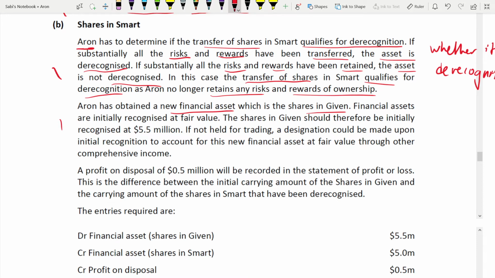So for the financial asset, now all the recognition and measurement you have to talk about here. A financial asset you recognize initially at fair value. Correct? Initially it is at fair value.